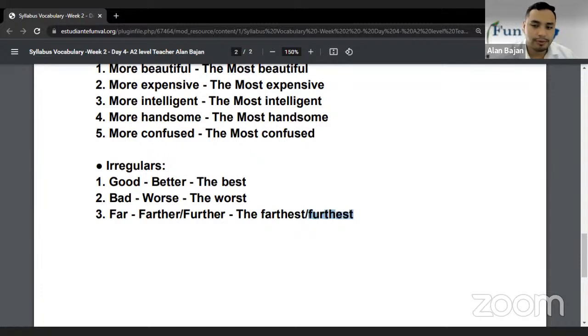Let's go to the whiteboard. How to build a sentence with comparatives and superlatives.